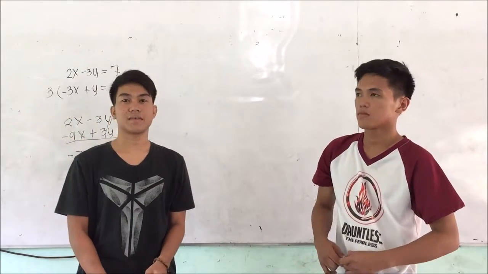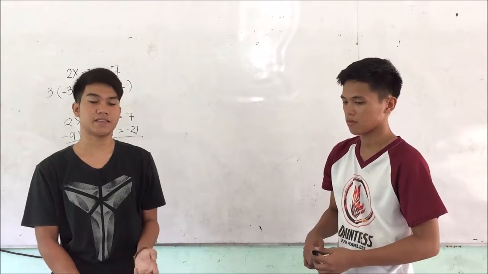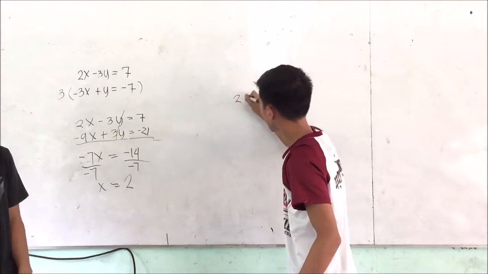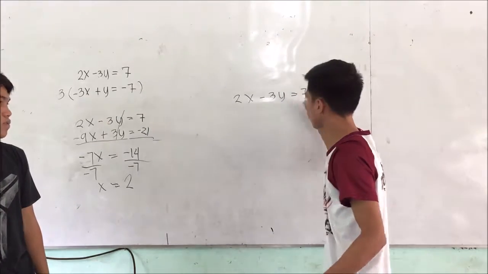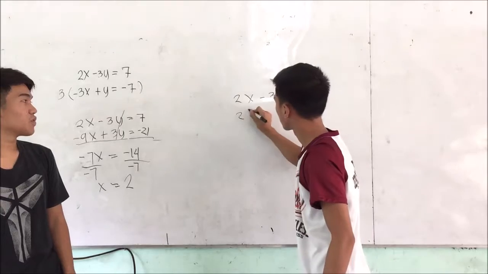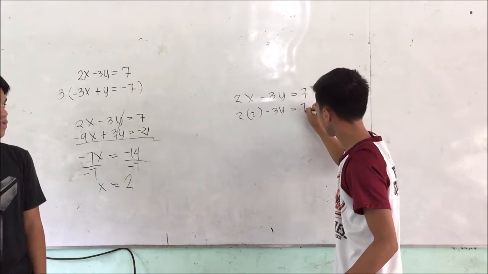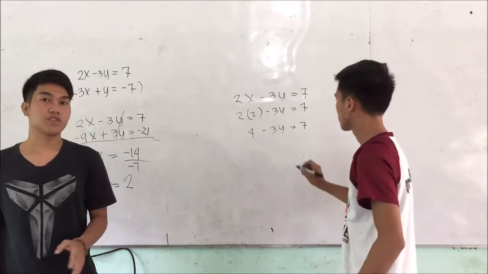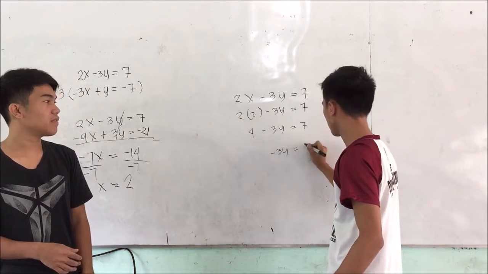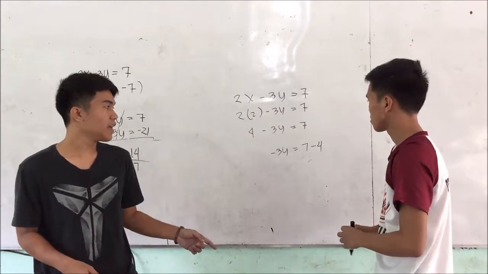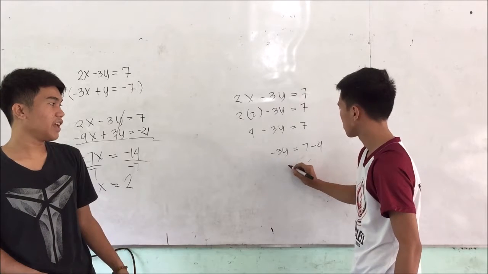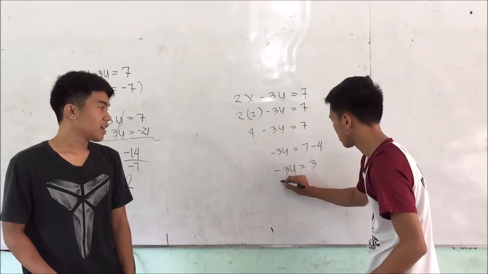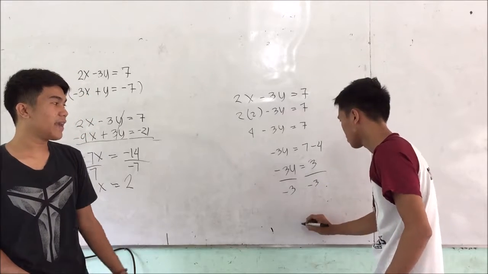Now that we have the value of x, we substitute. It's up to you which equation you substitute into, but here we're going to substitute the value of x into both equations. The first equation is 2x minus 3y equals 7. Substituting x as 2, 2 times 2 is 4, so 4 minus 3y equals 7. We transpose the 4 to the right, so negative 3y equals 7 minus 4, which is 3. Dividing 3 by negative 3, y equals negative 1.